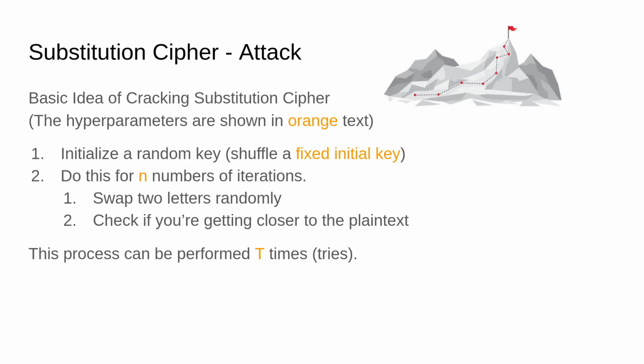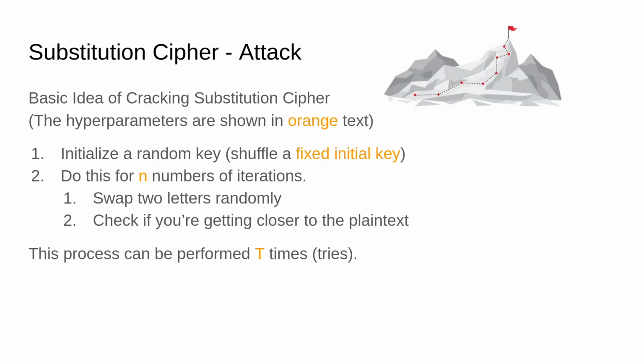So this is everything about the hill climbing algorithm, and I hope this is pretty straightforward to understand. You initialize a key, and then for n iterations, you swap two letters and check if you're getting close to your plain text. That's pretty much it. Any questions regarding this algorithm?